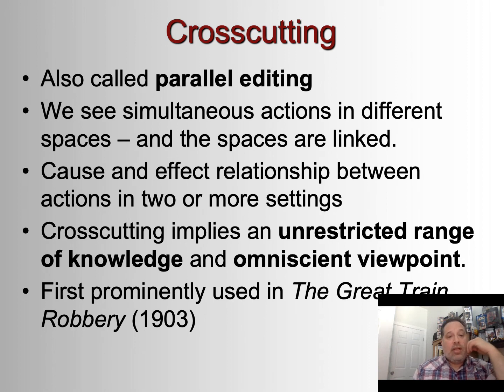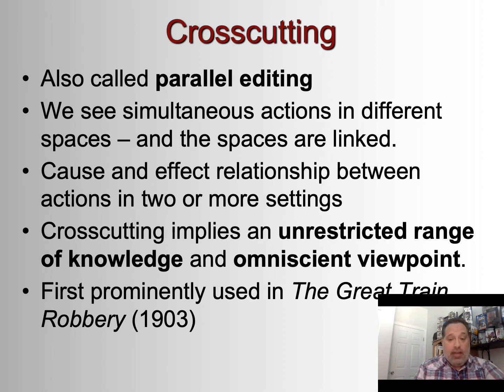So another really important example of spatial manipulation is this idea of cross-cutting, very, very common in movies and especially television. It's also called parallel editing. This is when we see simultaneous actions in different spaces, and those spaces are linked, right? A cause and effect relationship between actions in two or more settings.